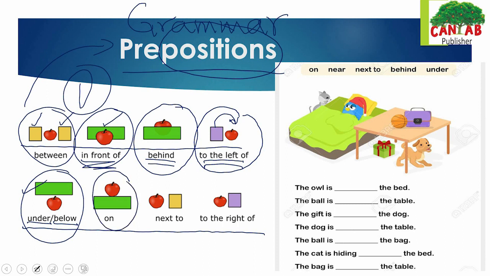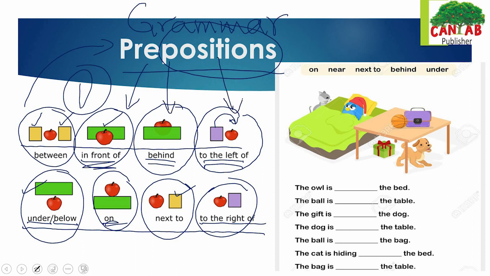The apple is on top of the rectangle. The apple is next to the yellow square. And the apple now is on the right side, or to the right, of the purple square. Prepositions tell you the position of the object or the noun in the sentence.